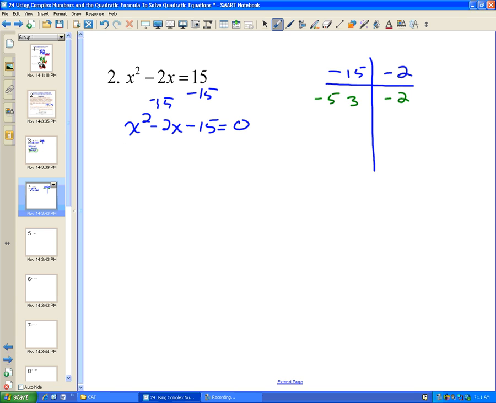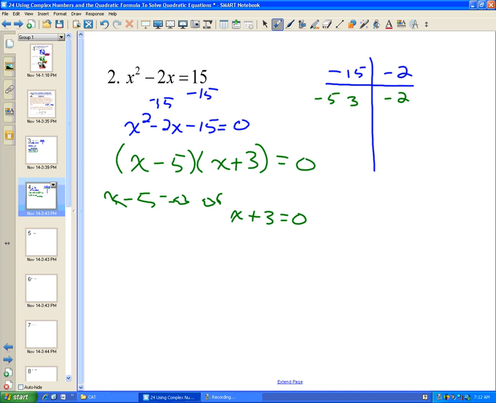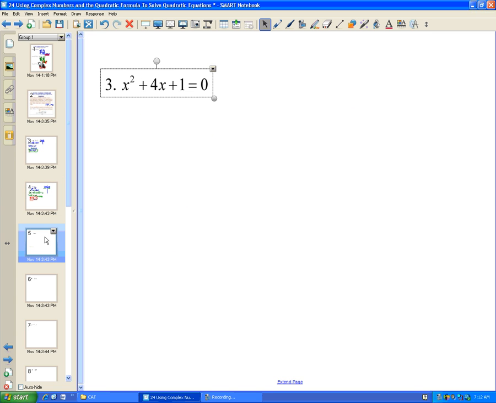So I can factor this. This is (x minus 5)(x plus 3) equals 0. So x minus 5 is equal to 0, or x plus 3 is equal to 0. Add 5, and I get x is equal to 5. Subtract 3, and I get x is equal to negative 3. Those are my two answers. I can always plug in to check. But again, factoring was the easiest way to solve this, so I factored it. Let's go to my next example.